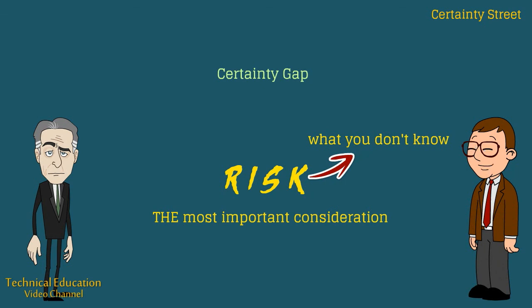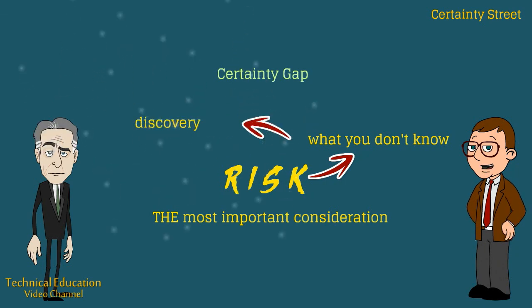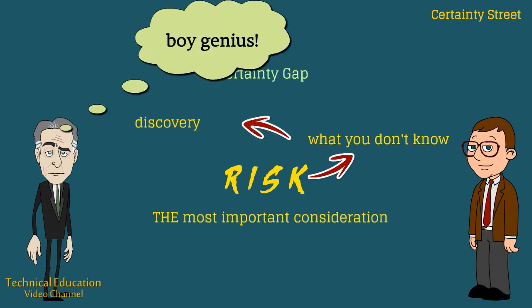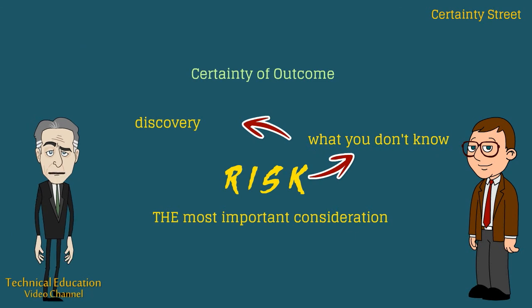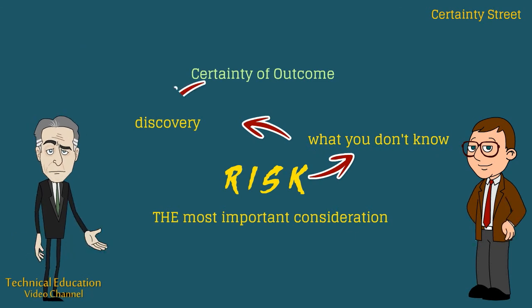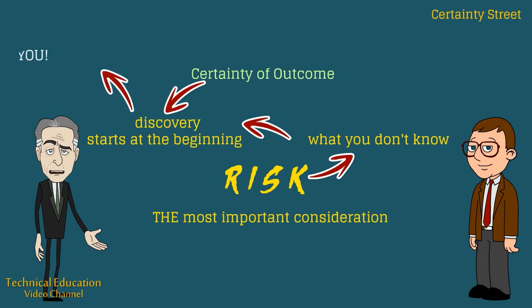Discovery, then, is the key mechanism in avoiding risk. And the earlier you can discover something, the less risk you run. It's really very simple. Certainty of outcome then begins with discovery. And discovery starts at the concept stage, with you, the business analyst.